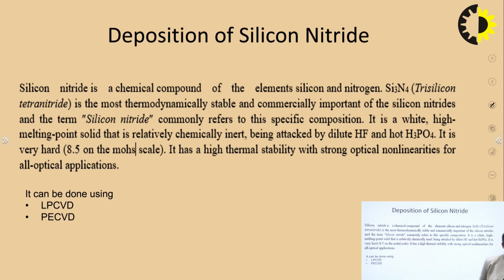Now deposition of silicon nitride. Silicon nitride is a chemical compound made up of silicon and nitrogen, that is Si3N4. It is also called trisilicon tetranitride. It is the most thermodynamically stable and commercially important of the silicon nitrides, and the term silicon nitride commonly refers to this specific composition, right? It is a white, high melting point solid. That means it is relatively inert.